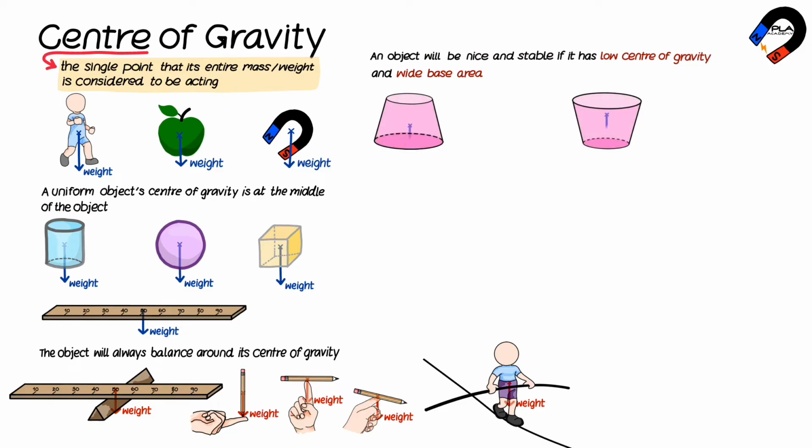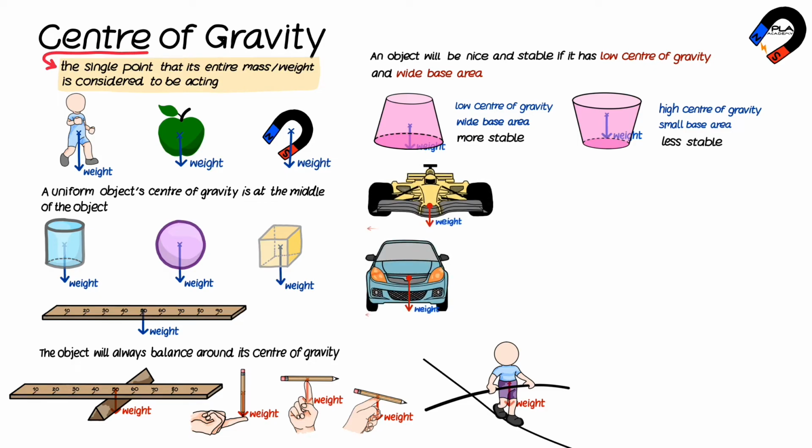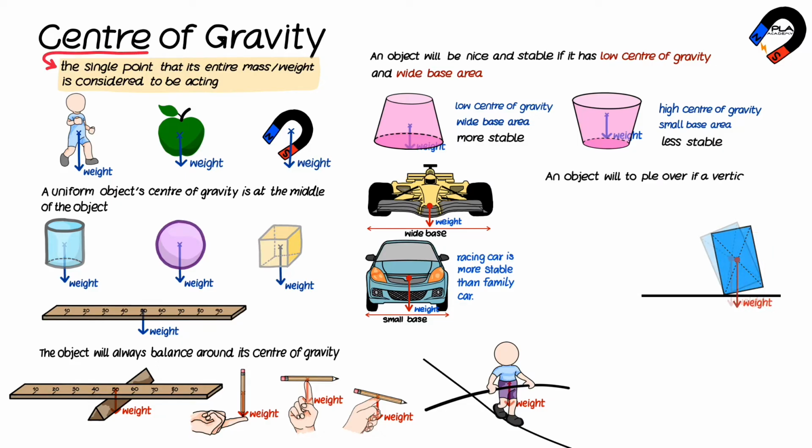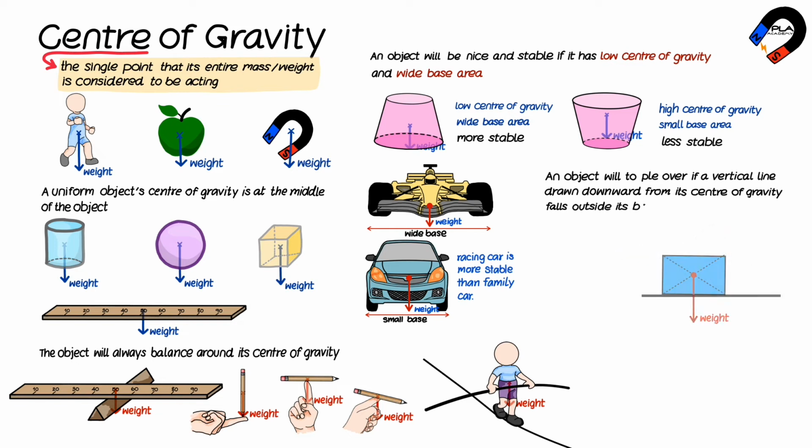An object will be nice and stable if it has a low center of gravity and a wide base area as shown. For example, a racing car has a lower and wider base area than the family car, so the racing car is more stable.